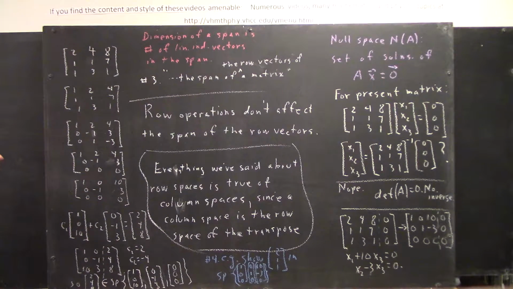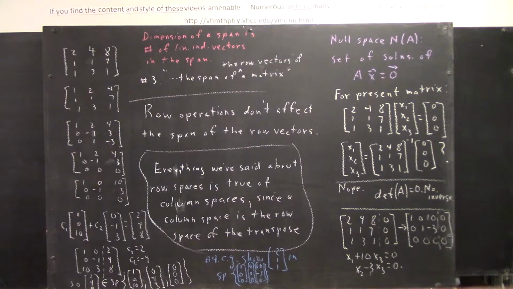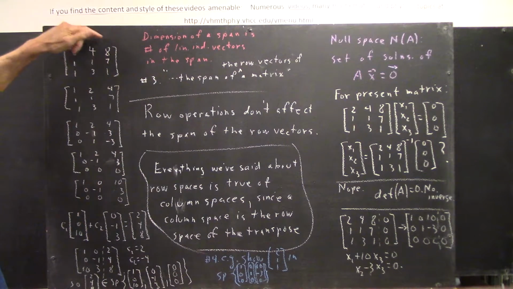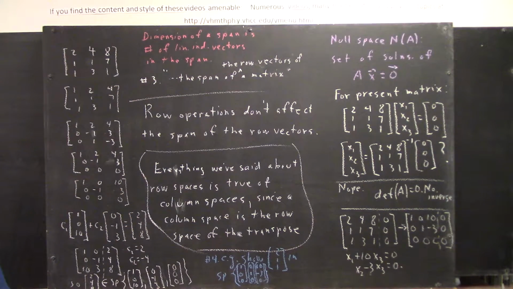So a sum of multiples of the first two row vectors, or the vectors corresponding to the first two rows, would be this: C1 times the vector corresponding to this row, plus C2 times the vector corresponding to this row. Now we're testing whether a combination of these two rows can give us this row. So we set that equal to the 2, 4, 8 column vector that represents the vector of this row.